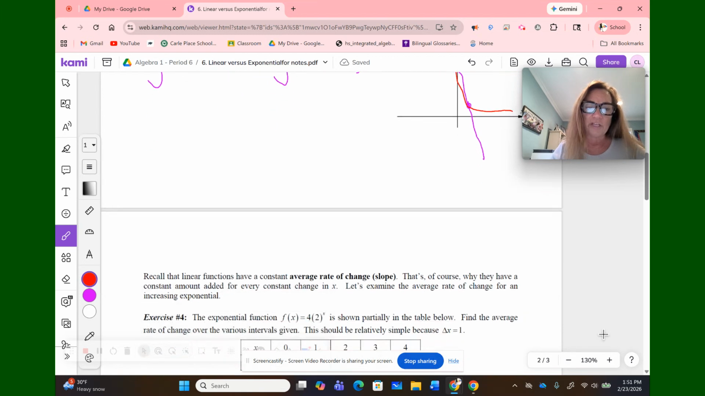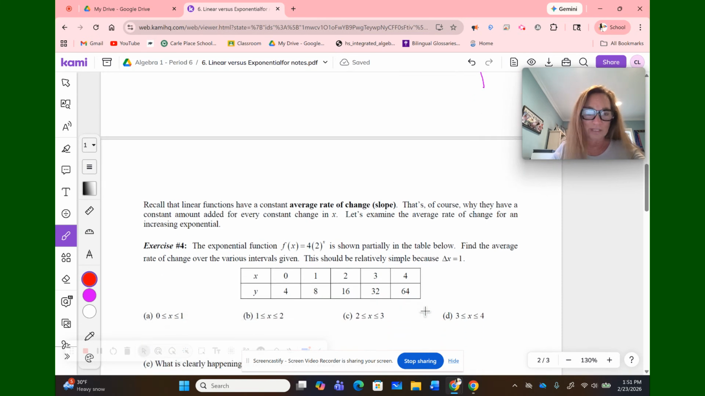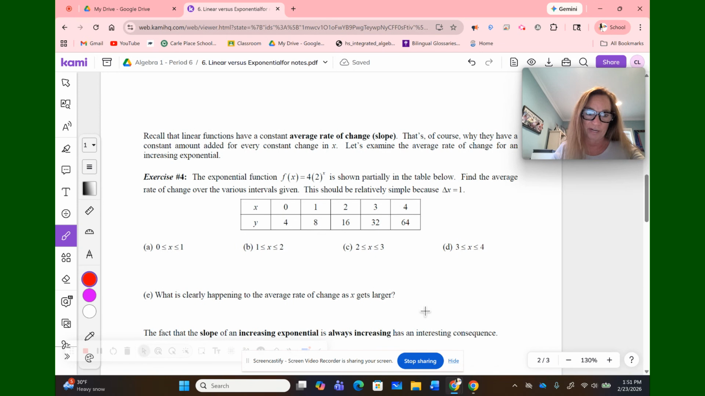Okay, so linear, average rate of change is a constant. That means it has a slope, y equals mx plus b. Okay, so you're just looking like what's the rate of change, what's the rate of change, what's the rate of change. Okay, so now they want the rate of change from 0 to 1. From 0 to 1, it goes up by 4. 4 plus 4 is 8. From 1 to 2, it goes up by 8. 8 plus 8 is 16. From 2 to 3, it goes up by 16.